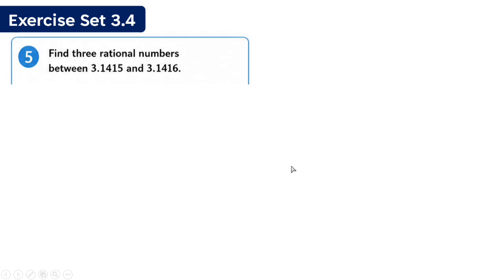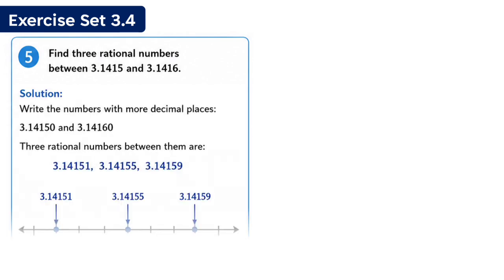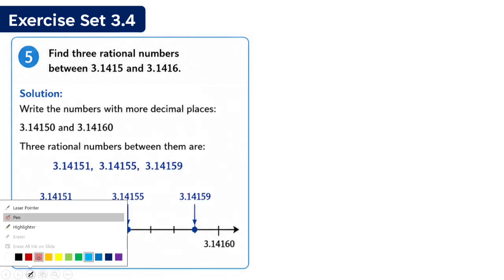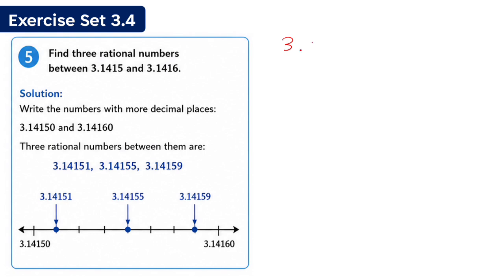Next question, and the last question of this exercise 3.4. Find three rational numbers between the decimals given. It's actually very easy when we deal with decimals. We have 3.1415, and we have the decimal 3.1416. So we just have to go according to the place value. If you write 3.1415, this 3 is in the ones place, this is in the tenths place, and 4 is in the hundredths, and so on. We can just add an extra decimal place here.